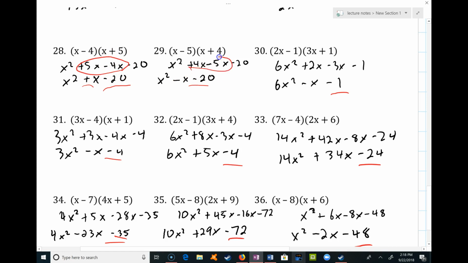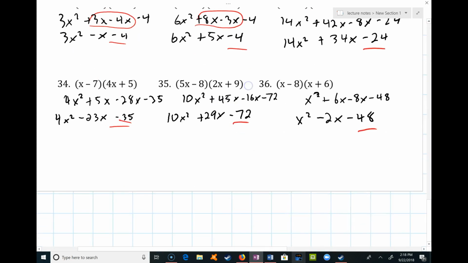That's negative because the bigger of these two is negative. Positive because the bigger one's positive, etc. So when you have a negative last term and a positive middle term, that means you want the bigger of the outer and inner products to be positive. Those are just some patterns to recognize.